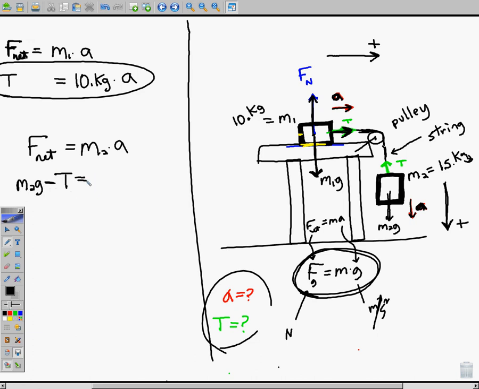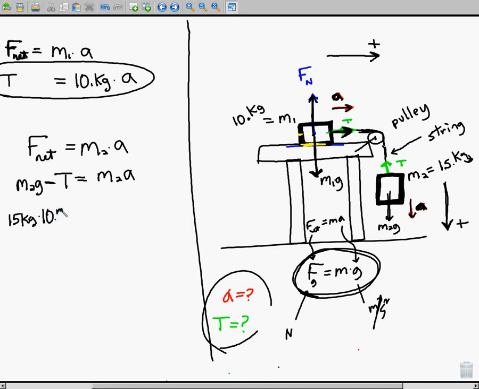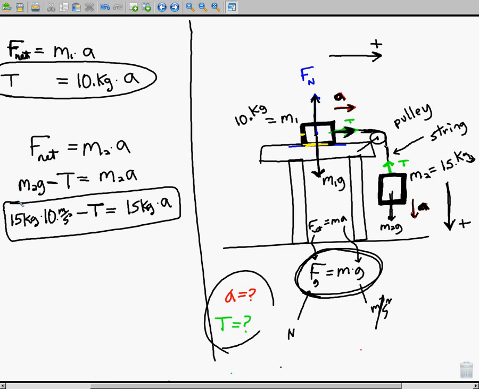And of course, that's going to equal m2a. But we know what m2 is. What was m2? 15. So it's going to be 15 kilograms times g, which we're just going to round to 10. So easy. Minus T equals 15 kilograms times a. That's your second equation.